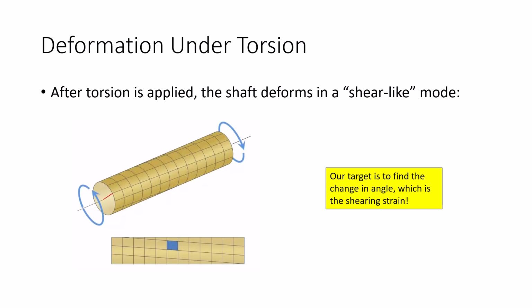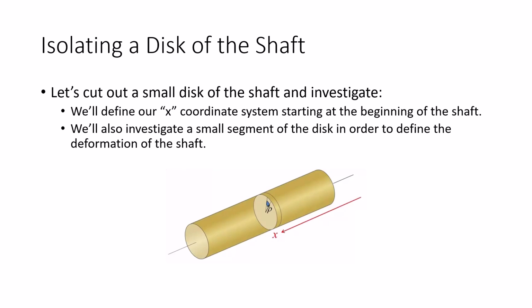Remember when we first defined normal stress and shearing stress and normal strain and shear strain, we said that shear is just a change in angle, right? So what we're going to do is try and find that change in angle, which is the shearing strain, okay? Now, the way I'm going to do that is I'm going to cut out a little disc, and I'm going to investigate what's going on with that little disc. So I'm going to look at a little element inside that disc, this little shaded element right here, okay? So we're going to look at our geometry before and after, and we're going to see if we can isolate some of the parameters that we're interested in.